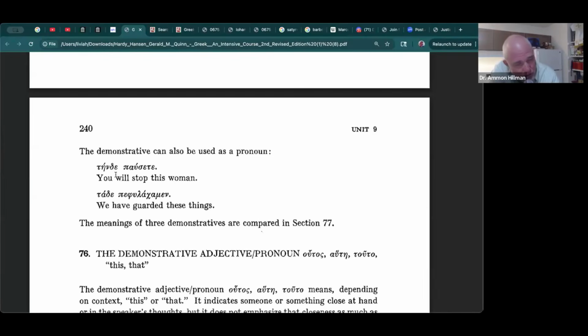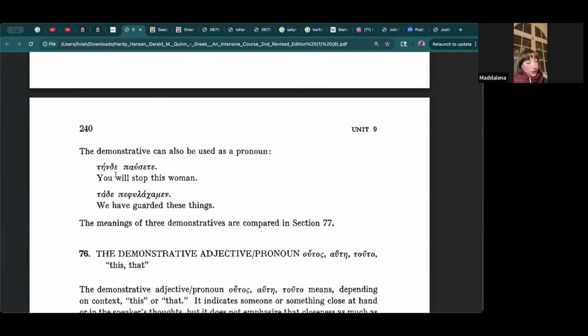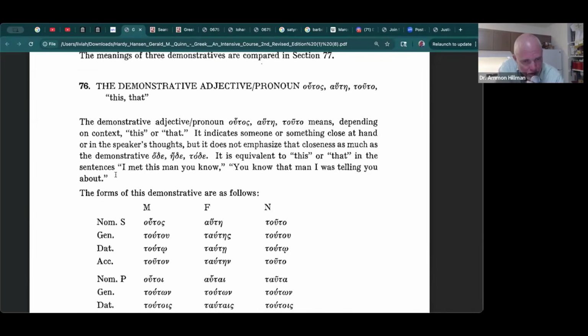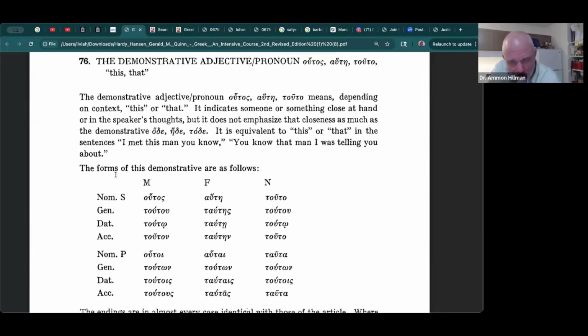Can also just be used as a pronoun on page 240. Tende pausite, right? You will stop tende. This female, you know, right here. Stop this woman. Love it. Okay. Below that on 240 is the demonstrative adjective slash pronoun.